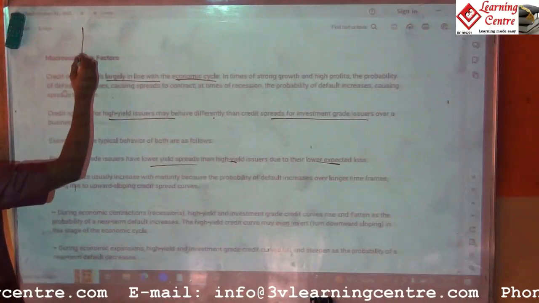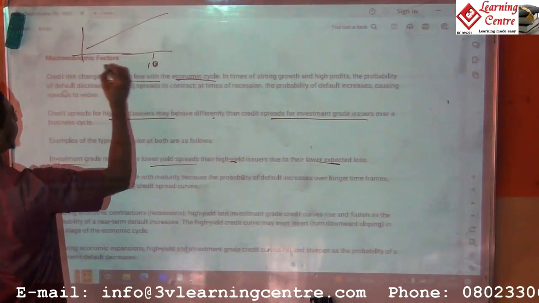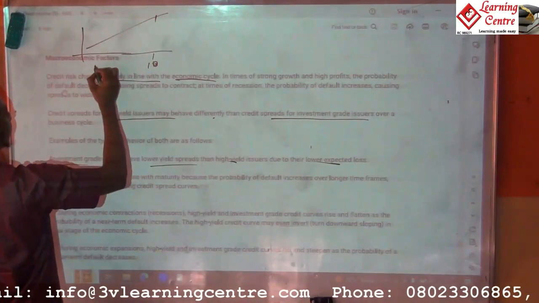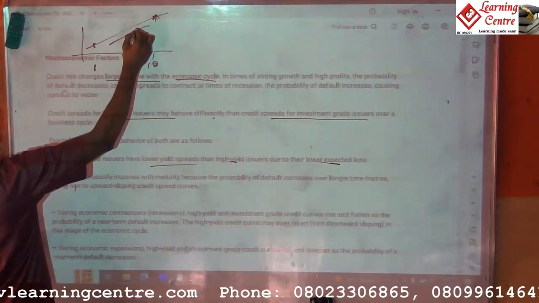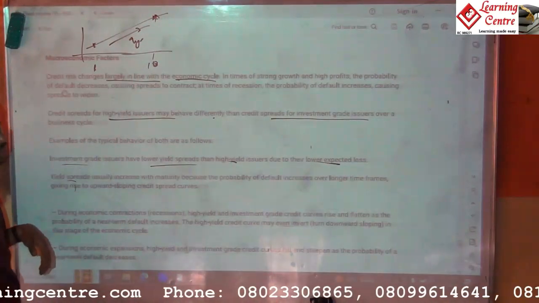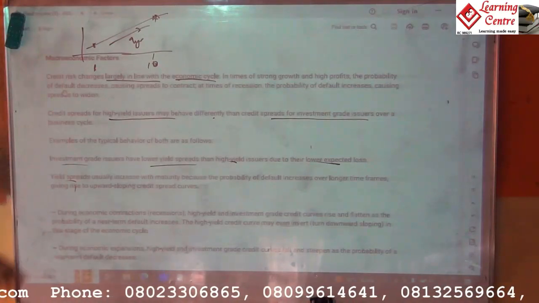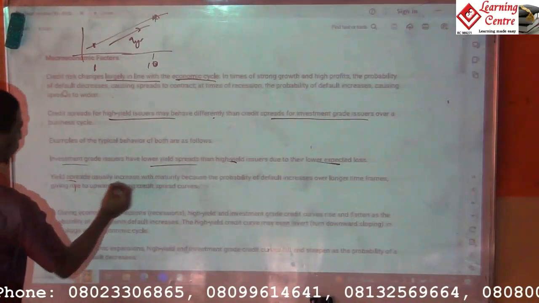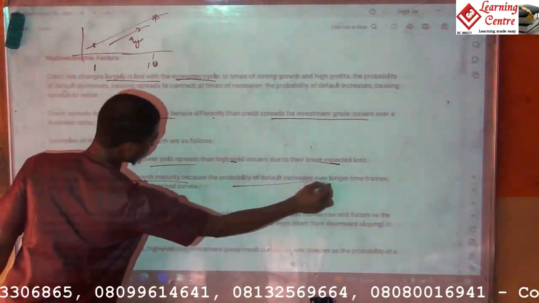Let's say that the credit spread goes like this for longer years, like 10 years, as compared to 1 year, because there is so much uncertainty. I will ask for a higher yield as credit spread. Total yield spread increases with increasing maturity, because the probability of default increases over a longer time.